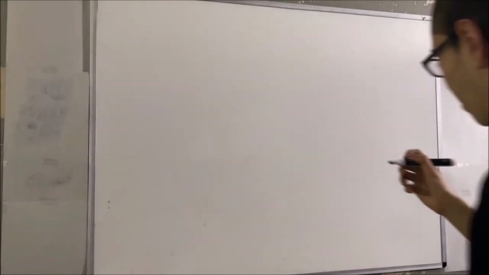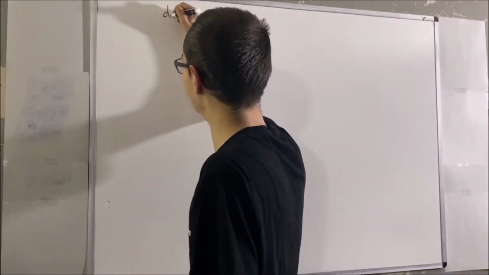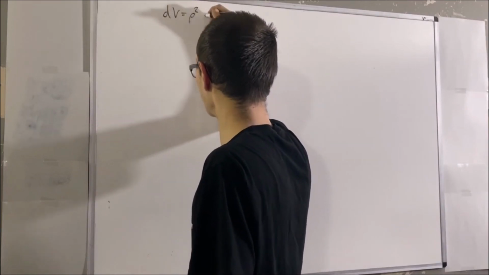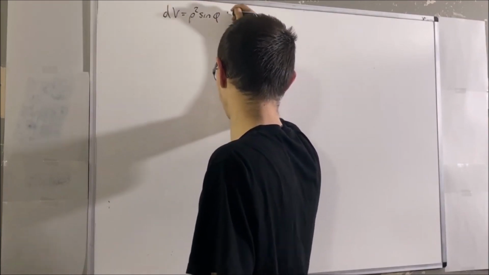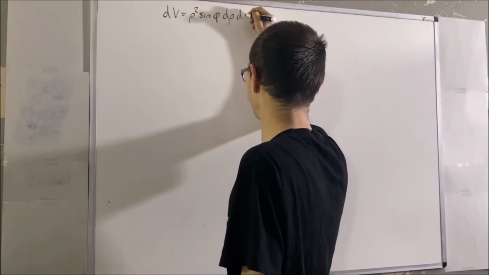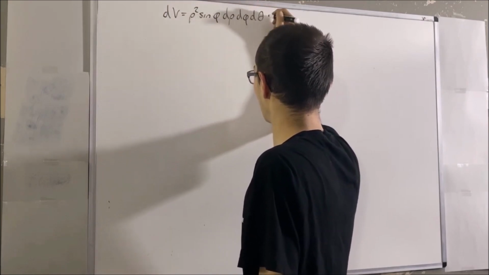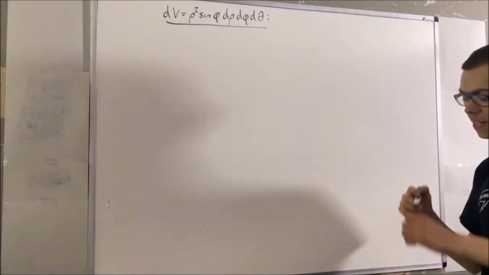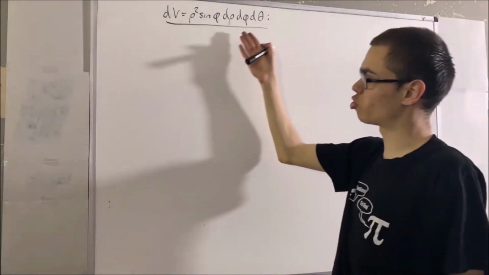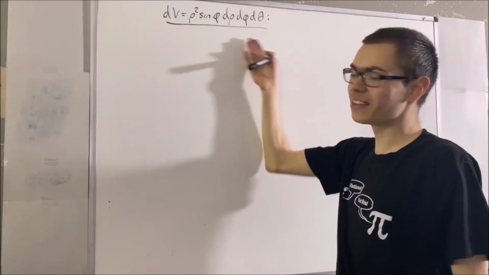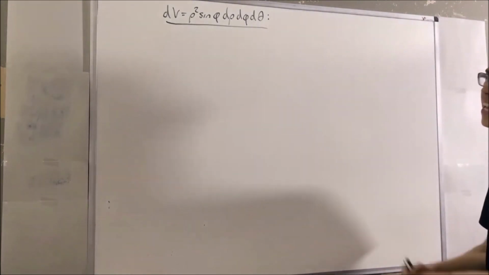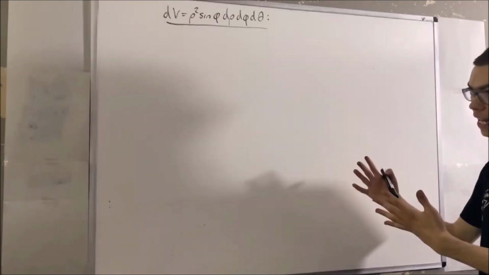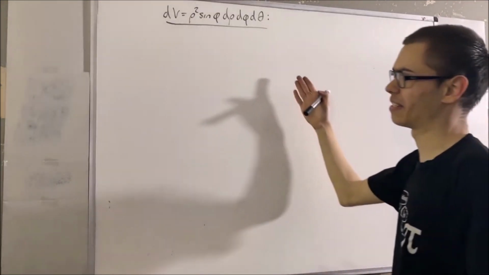All right, so in this video, we're going to talk about dV equals rho squared sine phi d rho d phi d theta when it comes to spherical coordinates. So why is this true? And the thing that I'm most curious about is, is there a geometrical way that explains why this is true?